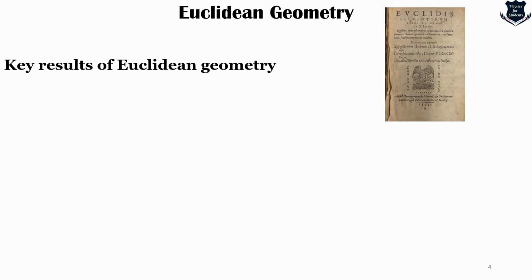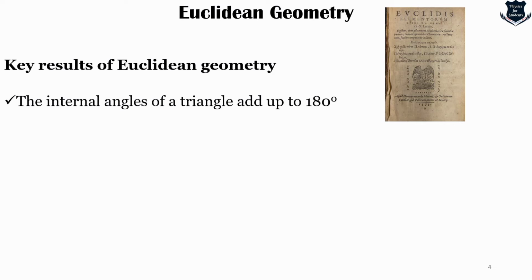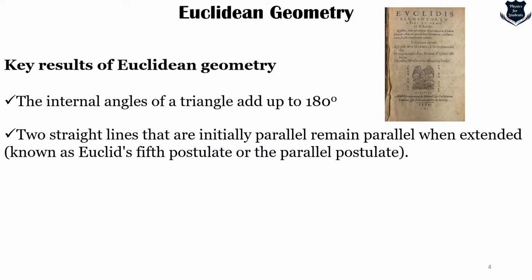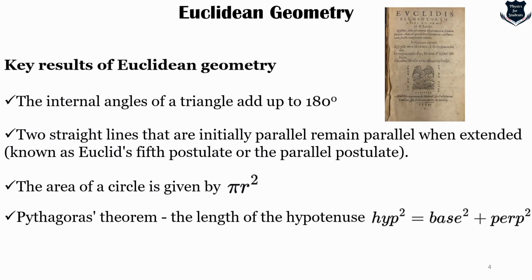So here are a few of the key results of Euclidean geometry. The internal angles of a triangle add up to 180 degrees. Two straight lines that are initially parallel can be extended without meeting, which is known as Euclid's fifth postulate or the parallel postulate. The area of a circle is given by pi r squared, and Pythagoras' theorem says the length of the hypotenuse squared equals base squared plus perpendicular squared. This is something elementary which we learnt in school, but as you understand, mathematics is always built by adding one concept on the other, so it is good to look into that.